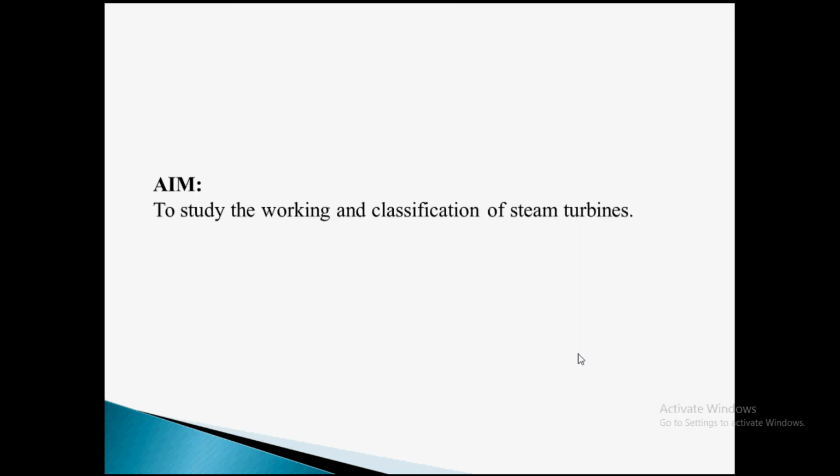The next one is to study the working and classification of steam turbines. Generally the steam turbines are classified into two: one is impulse turbine and another one is reaction turbine. A steam turbine basically has a nozzle and a ring of moving blades mounted on a shaft, which is called a rotor. The shaft motion of the turbine depends solely upon the dynamic action of the steam. Steam is injected through nozzles over the rings of the moving blades.